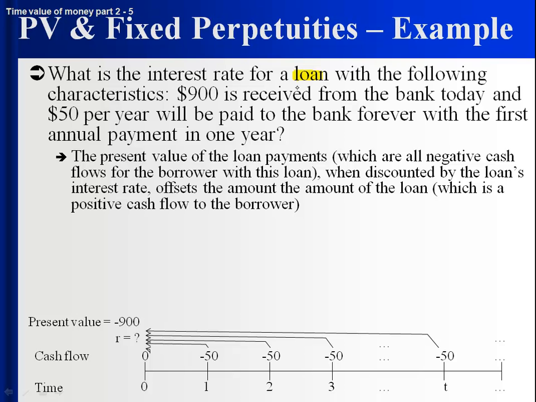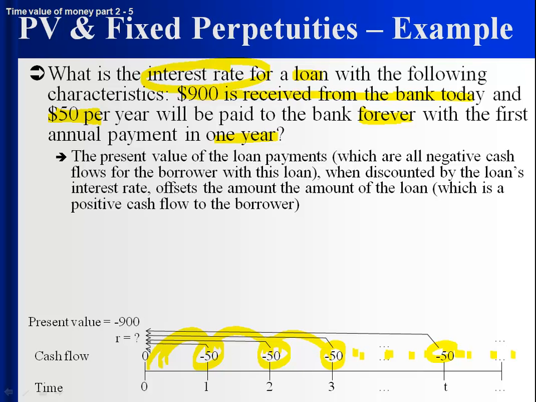So we have a loan. We're going to get $900 today, and then we're going to pay $50 every year forever and ever with the first payment in 1 year. And we want to know what the interest rate on that loan is. So we're going to get $900 today. In 1 year we're going to pay 50, in 2 years we're going to pay 50, in 3 years we're going to pay 50, forever and ever. What we want to find is the rate. It's just that negative 50 over 1 plus R plus negative 50 over 1 plus R squared plus negative 50 over 1 plus R to the third, forever and ever, is equal to negative 900.